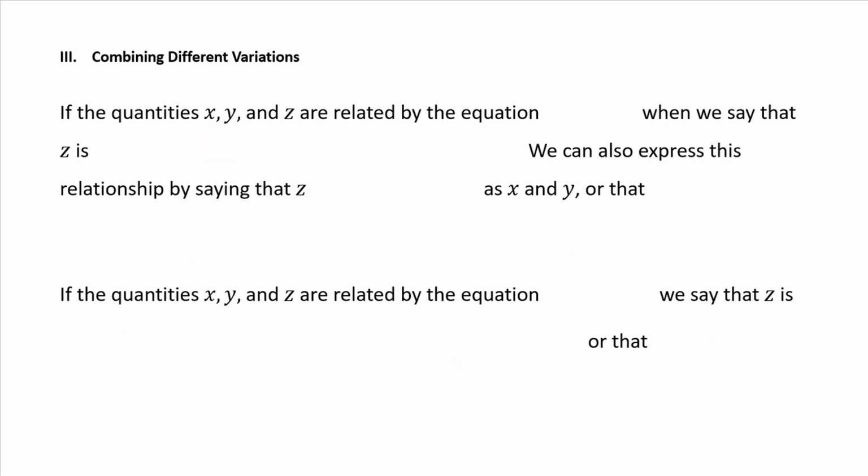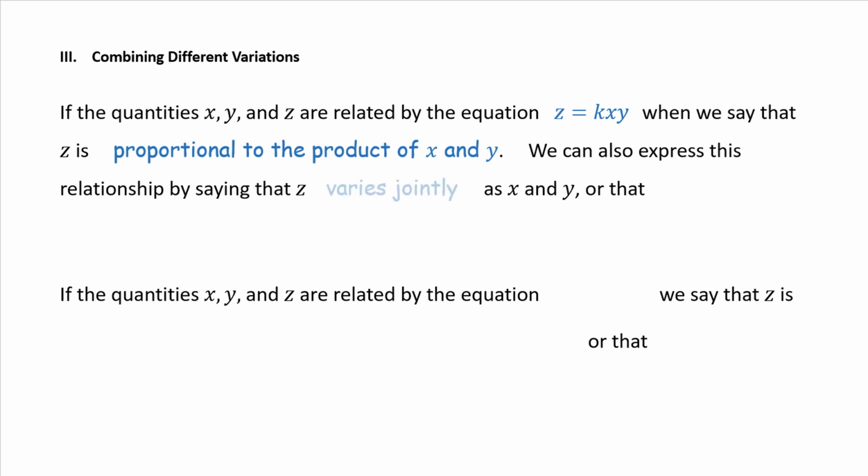Combining different variations. In the sciences, relationships between 3 or more variables are common and often occur in any combination of the different types of proportionalities. If the quantities x, y, and z are related by the equation z equals k times x times y, we say that z is proportional to the product of x and y. We can also express this relationship by saying that z varies jointly as x and y, or that z is jointly proportional to x and y.